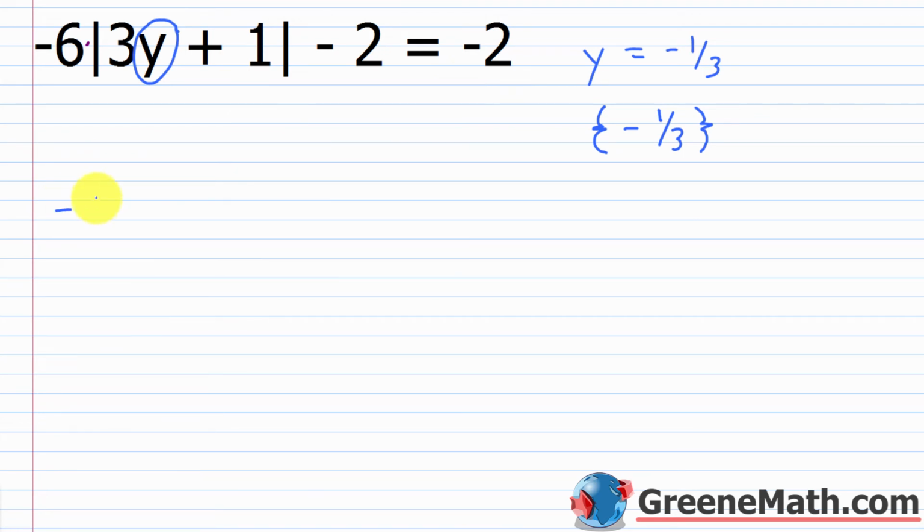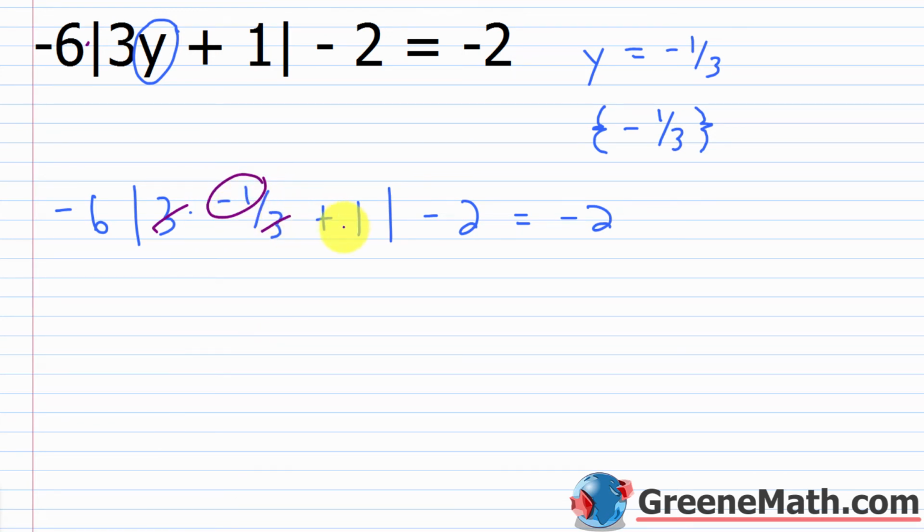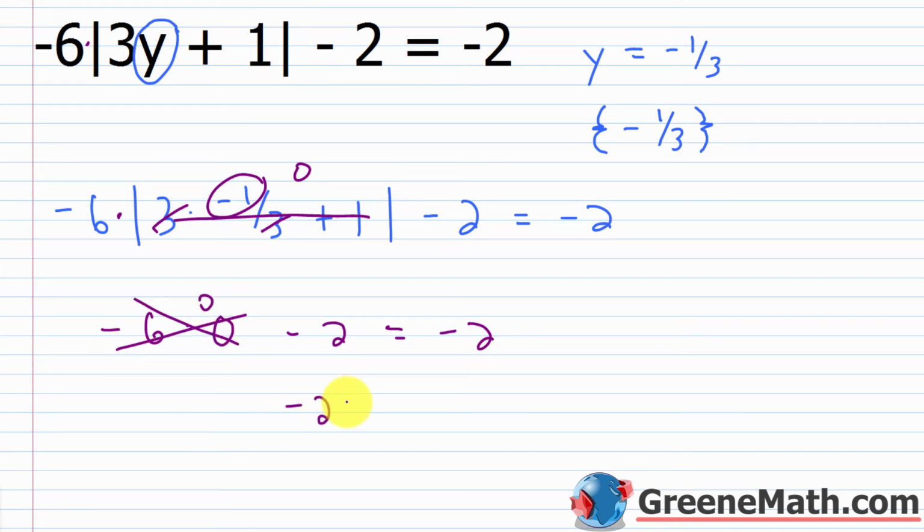So I'll have negative 6 times the absolute value of 3 times negative 1/3 plus 1, and this is minus 2 equals negative 2. So 3 times negative 1/3, this will cancel with this and give me negative 1. Negative 1 plus 1 is 0. So this right here would end up being 0. So I'd have negative 6 times, remember this is multiplication because it's hanging out outside. I'd have negative 6 times 0, then minus 2 equals negative 2. 0 times anything is 0, so this is gone. This is 0. I'll just have negative 2 equals negative 2. So yes, this solution is correct.